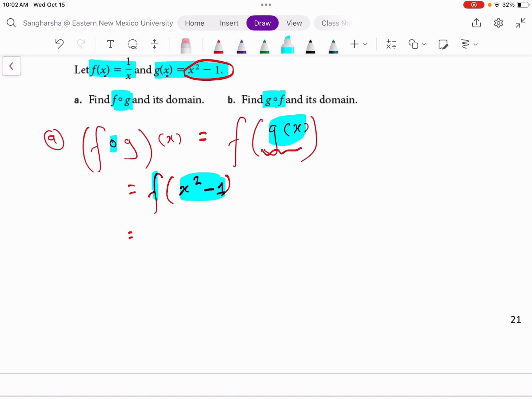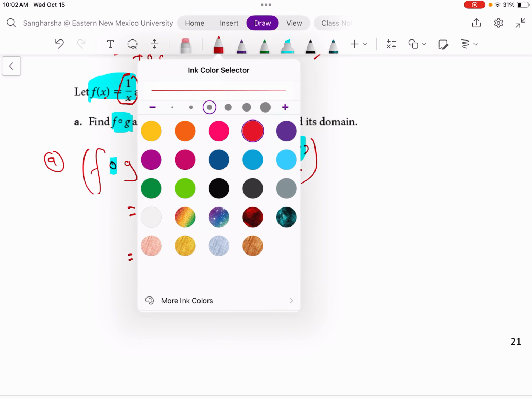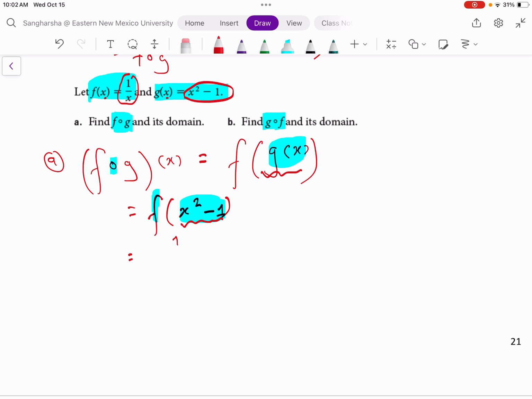Now, in order to find f of x squared minus 1, we take a function f. Okay. We take a function f and we replace x of function f by this expression. So we have 1 in the numerator as it is. In the denominator of function f, we have x, and we replace that x by whatever expression we have in this parenthesis, that is x squared minus 1. And this is f composite g.